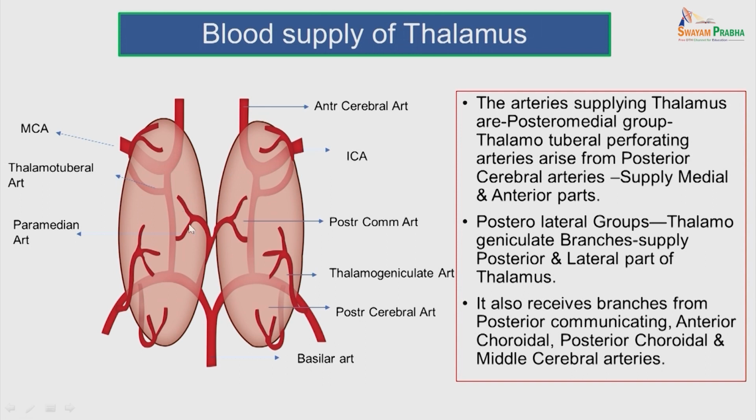It not only receives these branches, but there are other arteries which participate in supplying the thalamus, like the posterior communicating artery, the anterior choroidal artery, and then the middle cerebral arteries.